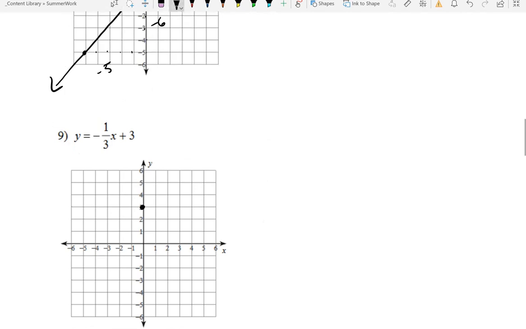Plus 3. Negative in one direction, positive in the other. Or positive in this direction, negative in this one. Same thing, draw it, and there's your negative slope down and to the left.